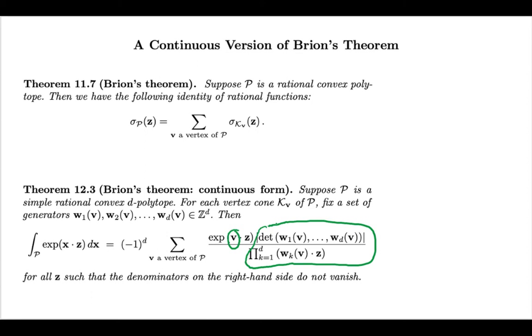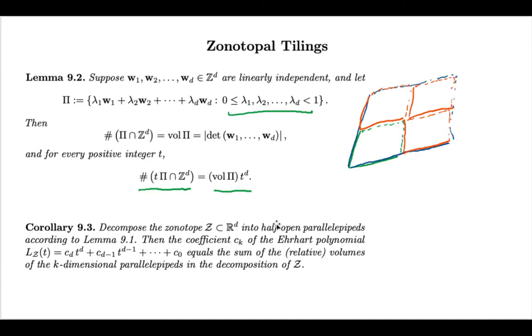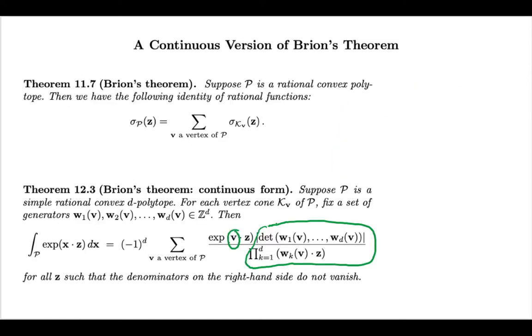I want to make a quick remark and remind you of our chapter on zonotopes, where you've seen determinants before. This is when we considered tilings of a zonotope into parallelepipeds. And back then, we pointed out that there is a connection between the discrete and the continuous volume of a parallelepiped. And of course, the continuous volume is given by determinants. And it's this philosophy that will give rise to the determinants in Theorem 12.3.